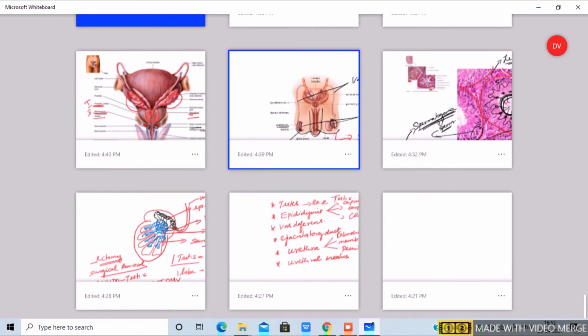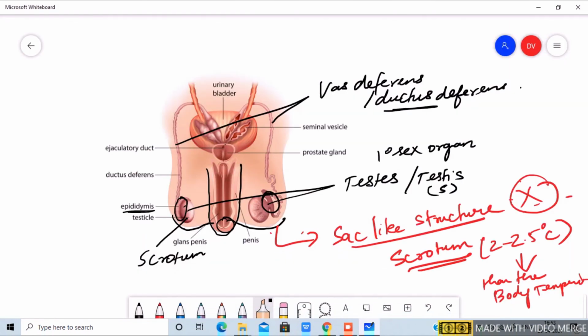To start with, I showed you this slide where you can beautifully see the pair of testes, the vas deferens, the ejaculatory duct, and you can see the urethra and the urethral meatus. So this is a beautiful diagram. And here one important thing I told you is about the scrotum, which maintains a temperature 2 to 2.5 degrees Celsius less than the body temperature, which is ideal for sperm production.